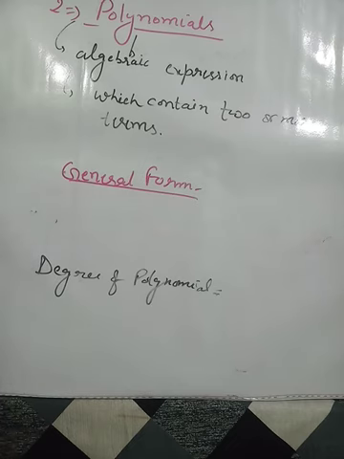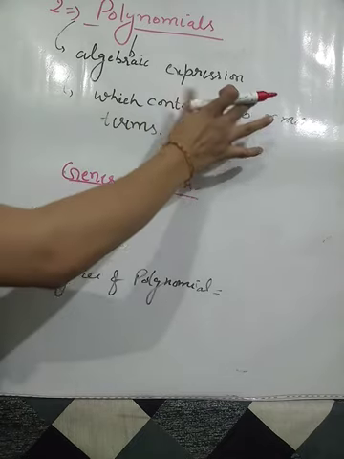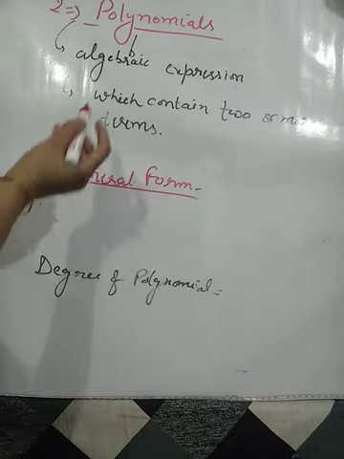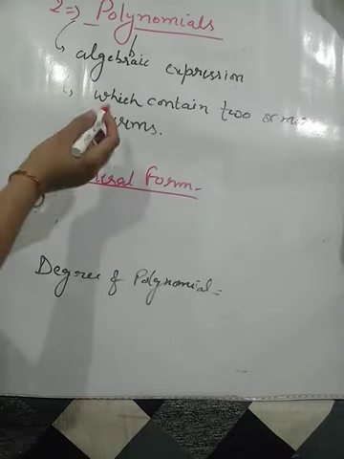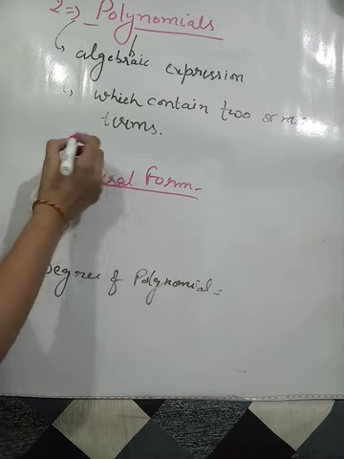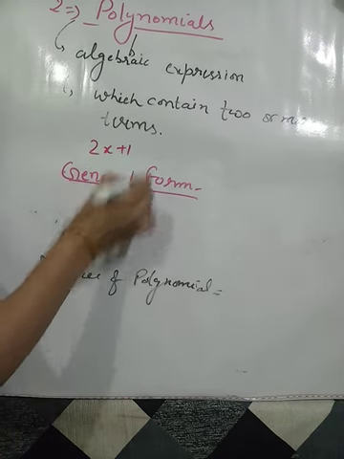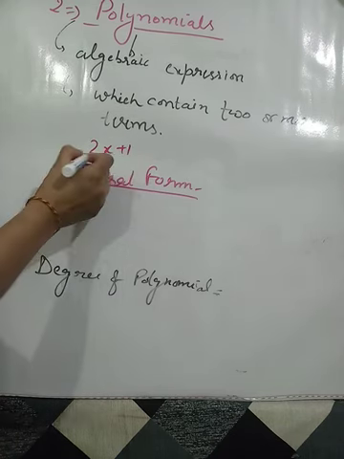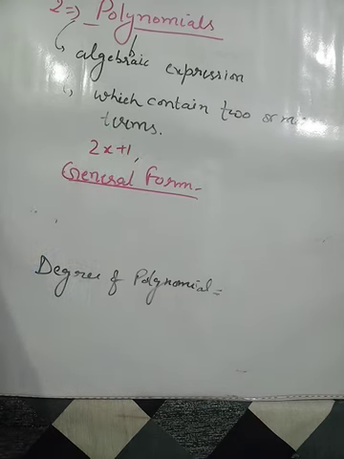तो व्हाट इज पॉलिनोमियल? बेटा पॉलिनोमियल होता क्या है? Polynomial is an algebraic expression which contains two or more terms. Two or more terms, then the expression is said to be a polynomial. For example, if we write 2x plus 1, here in this example we have two terms, 2x and 1.